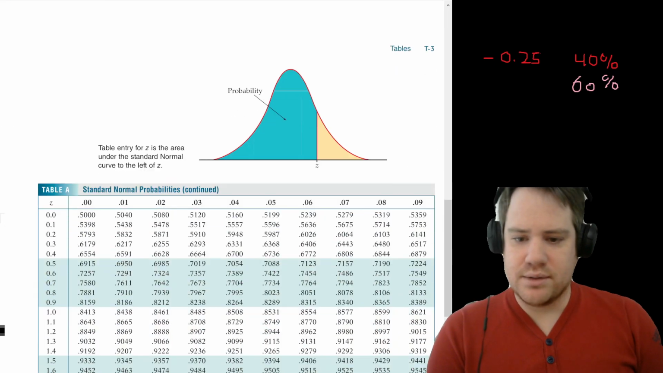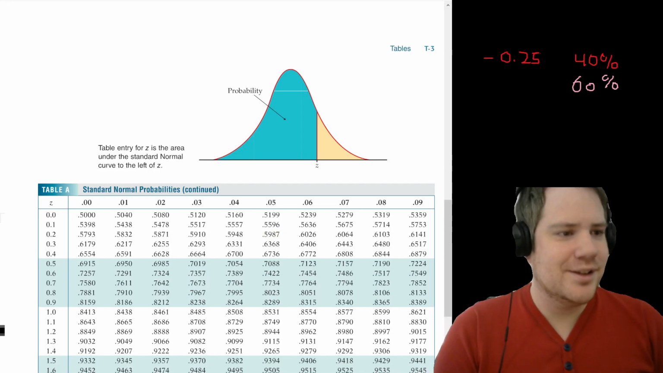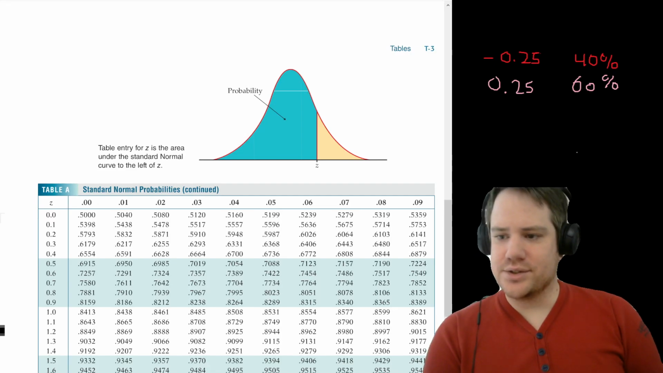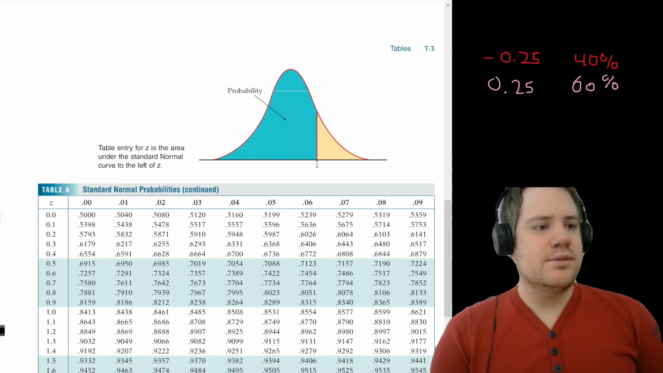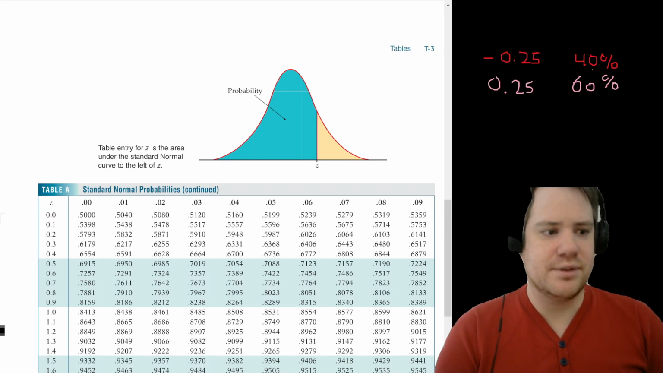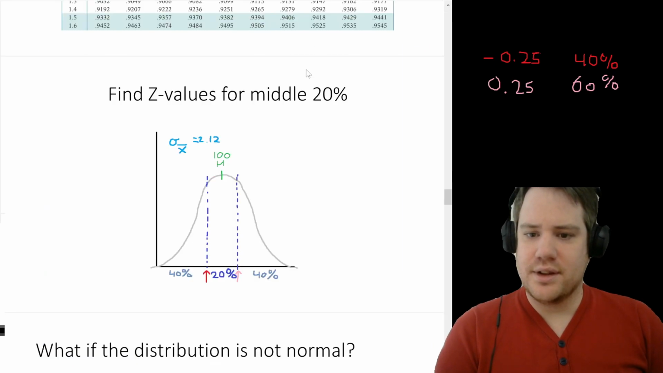Now we do the same thing for 60%, and again, this is the closest, and unsurprisingly, because normal distributions are symmetric, it's 0.25 that is closest to it. So now we have found the standardized scores. For z is minus 0.25, we find 40% below it. For z is plus 0.25, we find 60% below it, which is exactly what we were aiming for here.